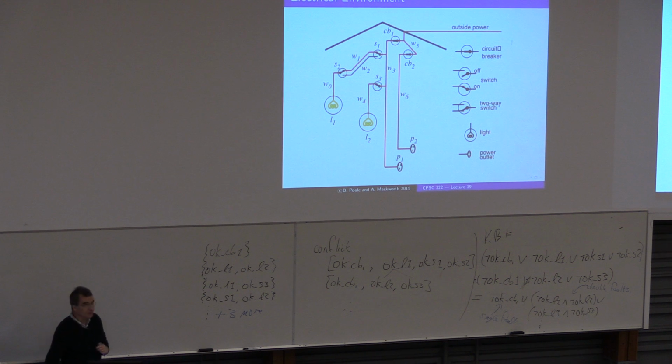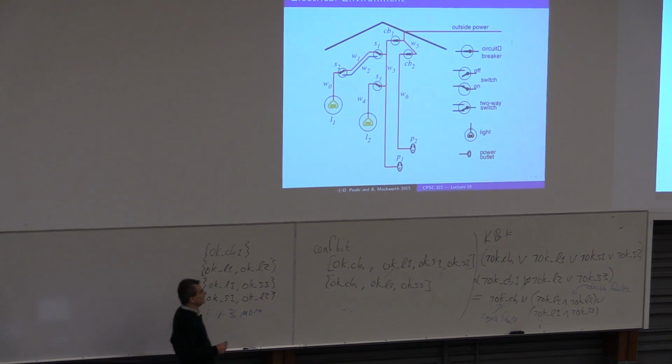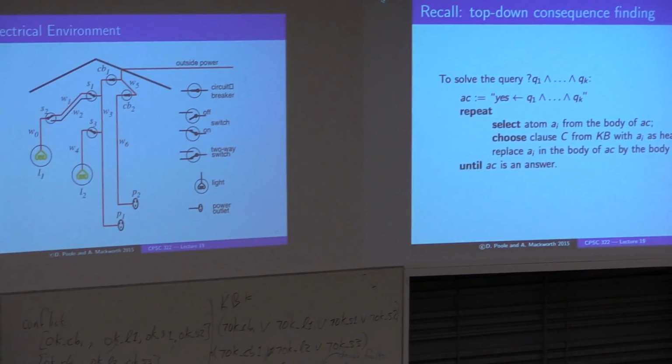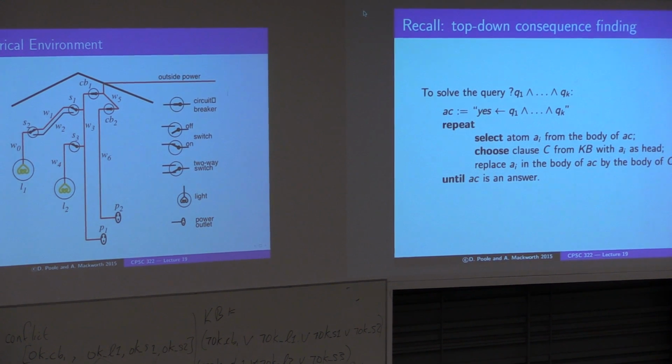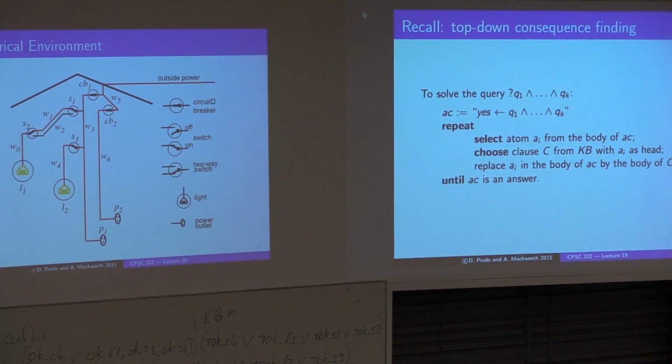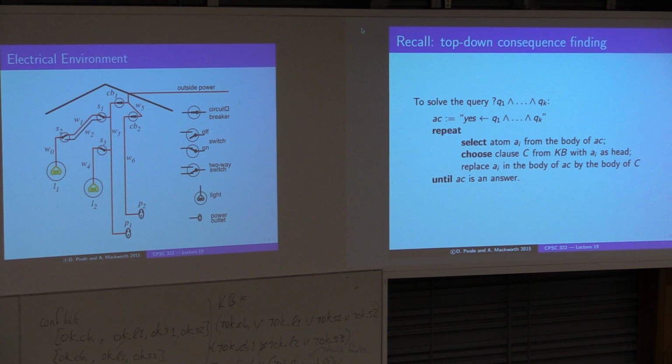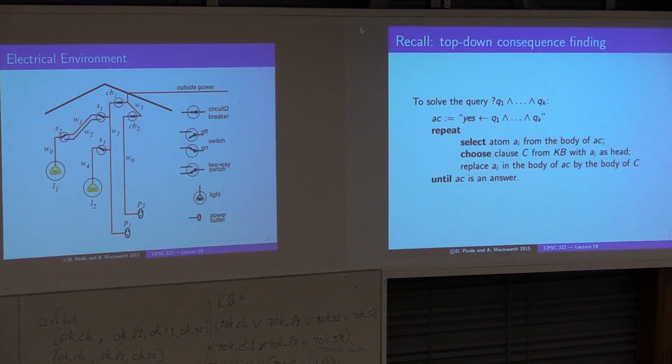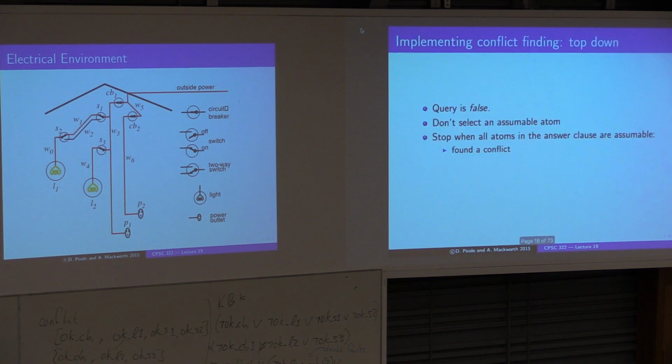So now we're going to talk about how to go about computing this. This is the top-down consequent finding algorithm that we gave earlier, and that was in the exam, so everyone knows it. Everyone studied this one, right? So we select an atom, we choose a clause, we replace AI in the body with the body of C, and we keep going until we get an answer clause. And the algorithm for finding contradictions is essentially the same as this.